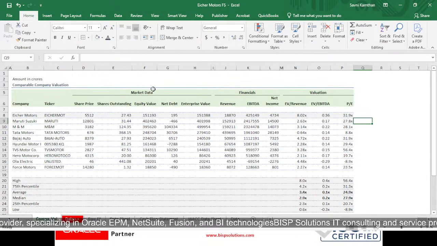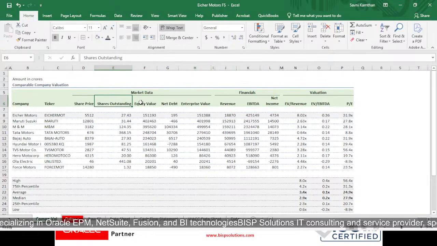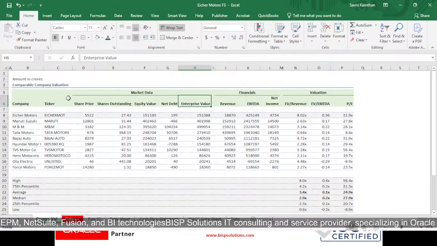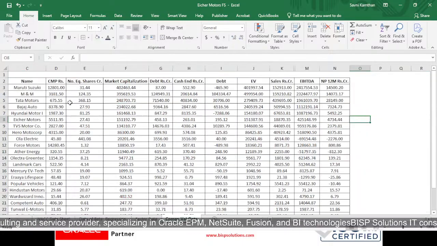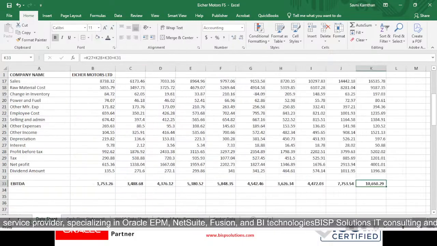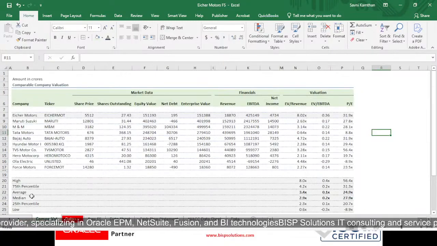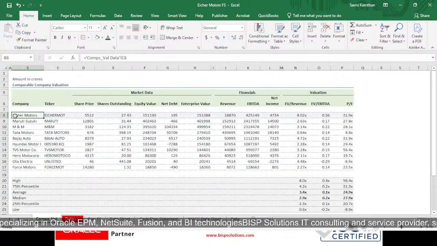So in market data we have our share price, shares outstanding, equity value, net debt, and net enterprise value. In this, we will be taking our data and linking it with this sheet. Whatever we have made in this sheet, we will be linking it to our comps valuation. I have linked it all.